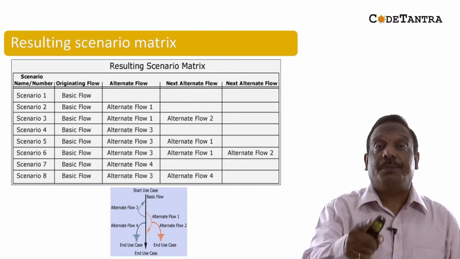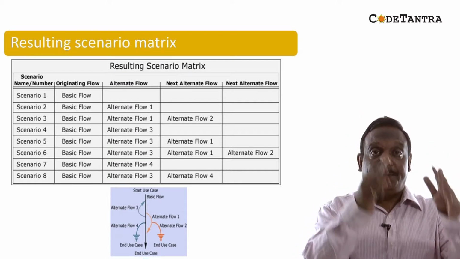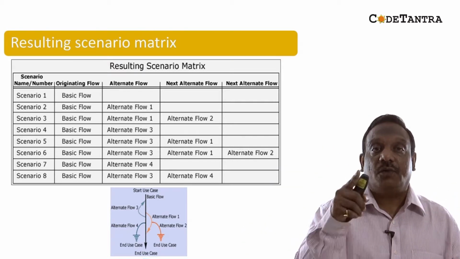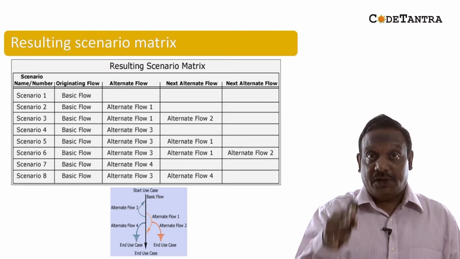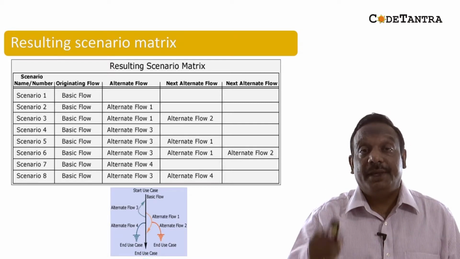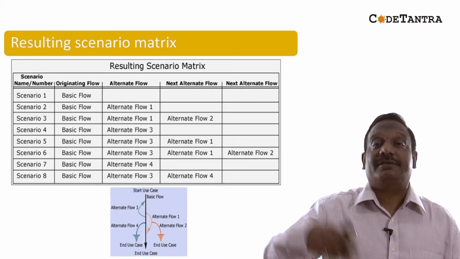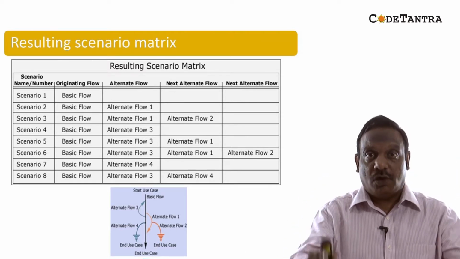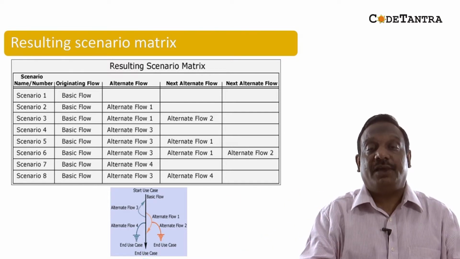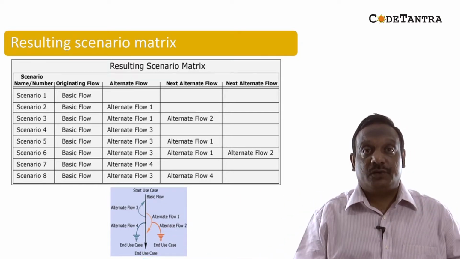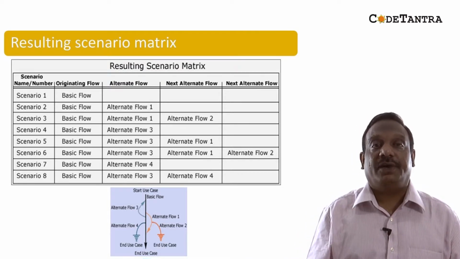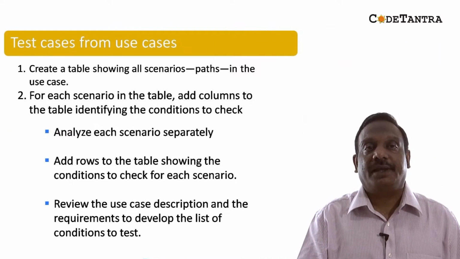So in the second diagram you are now seeing, for this use case flow diagram, I have created a table with 8 possible scenarios with the basic and alternate flows, and the way they are occurring in our flow diagram. So scenario 1 is basic flow. Scenario 2 is basic flow plus alternate flow 1. Then scenario 3 is basic flow plus alternate flow 1 plus alternate flow 2, and so on and so forth. So if you have the diagram in front of you, you can identify all the potential scenarios and the combinations of alternatives that are possible. And once you have identified them, you go to the second step.